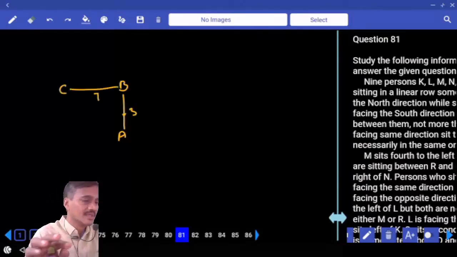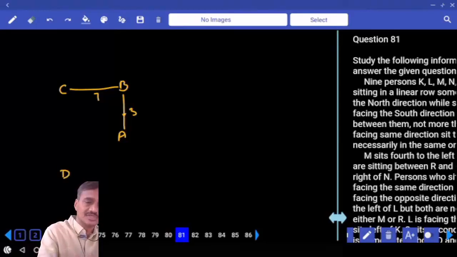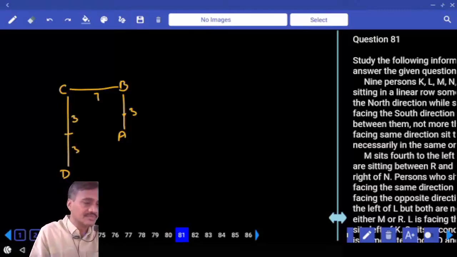This is 7. And at the same time, D is 6 meters to the south of C. This is 6, out of which up to here it is 3, and this is 3. E is 3 meters to the east of D. This is E, which is just 3 meters to the east of D.